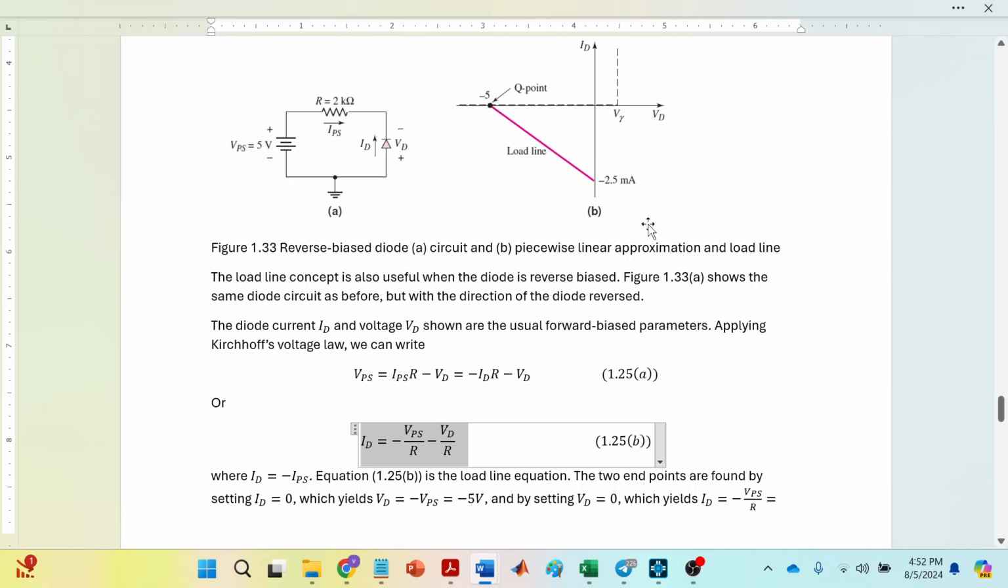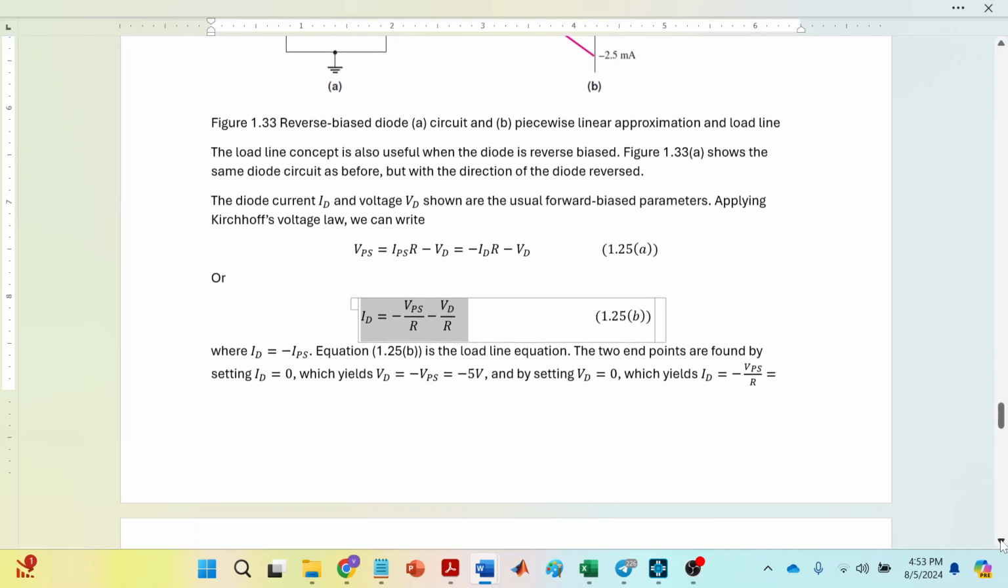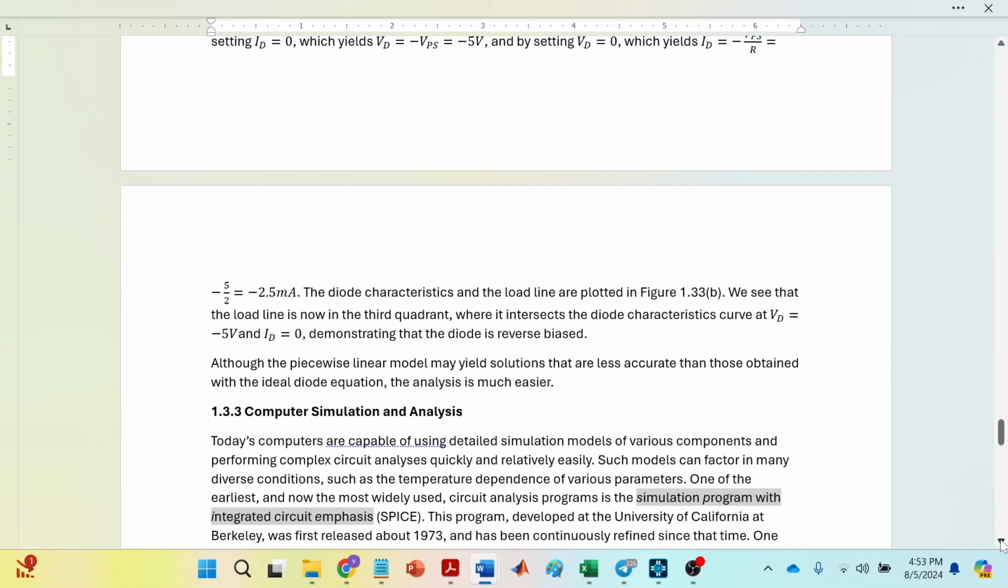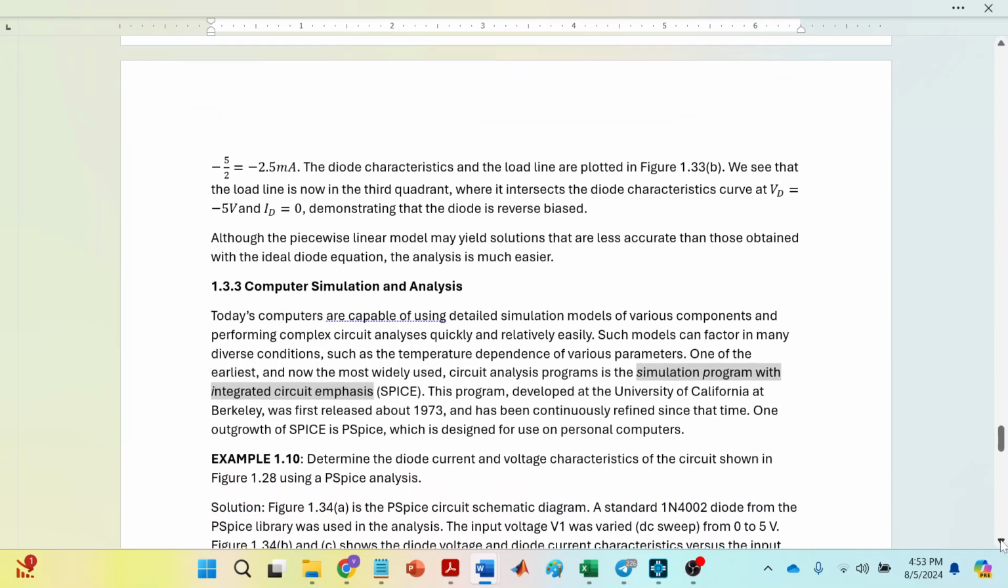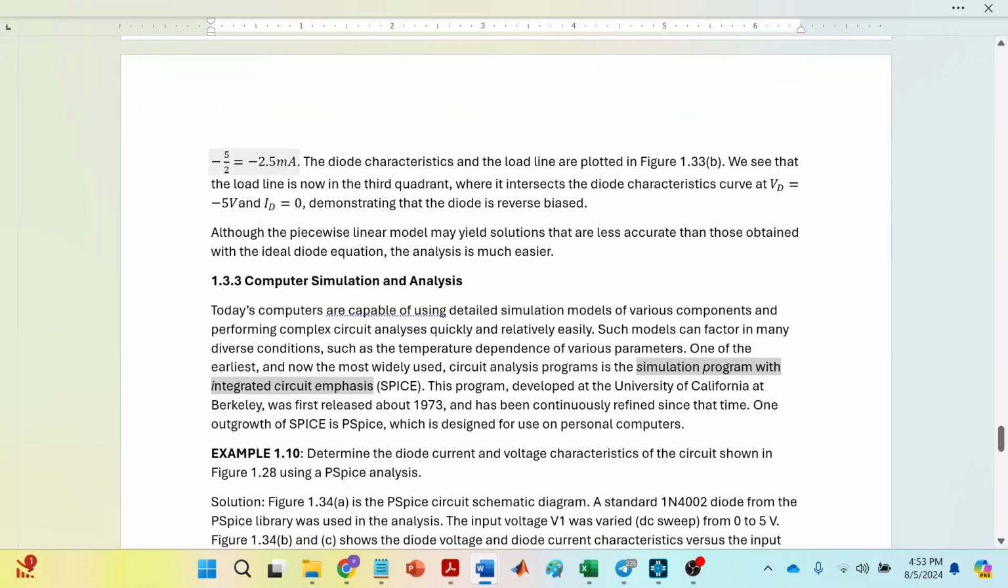So the load line can be plotted, and you have the ideal IV characteristic. The point in which the IV characteristic curve and the load line meet is called the Q point. In the reverse bias case, you have the minus 5 volts, which is the point of the Q point.